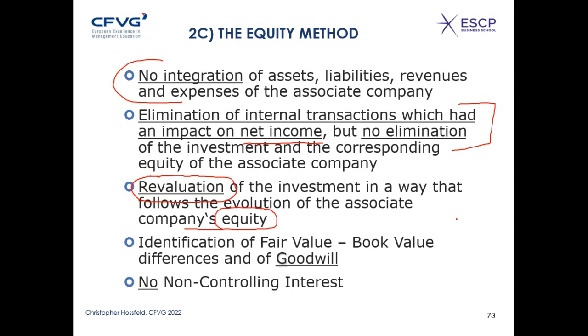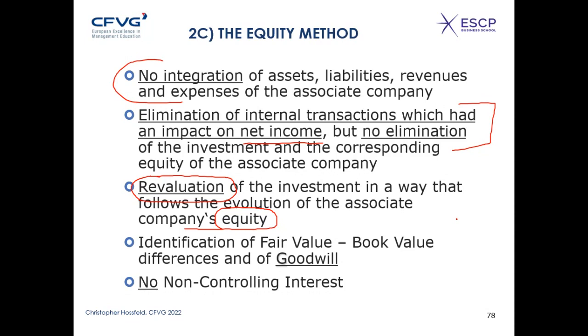So in other words, remember I own 30% of the associated company. If the equity of the associated company increases, I will account for 30% of this increase in my balance sheet. If the equity of the associated company decreases, I will account for 30% of the decrease in my own balance sheet. Okay, so that means it's a revaluation that is not based on market values. I'm not looking at the market value of my investment. I'm following the book value of my investment. Okay.